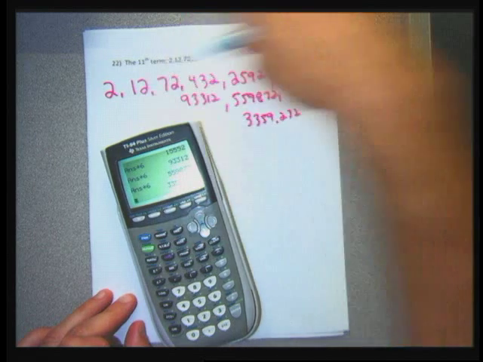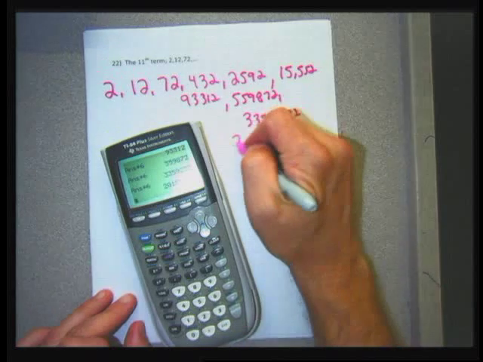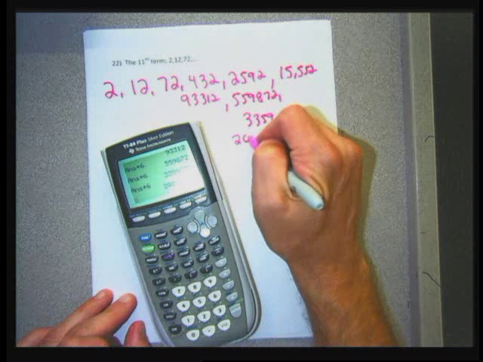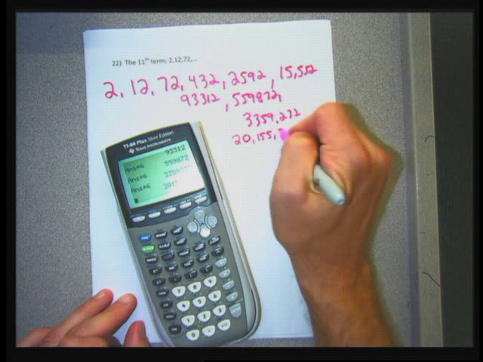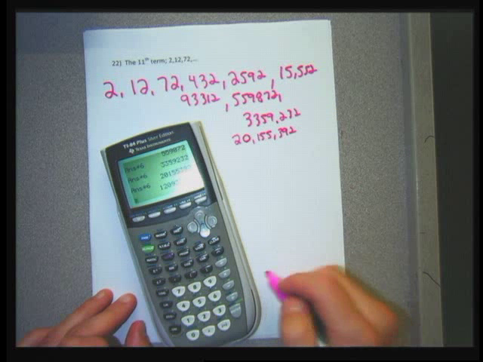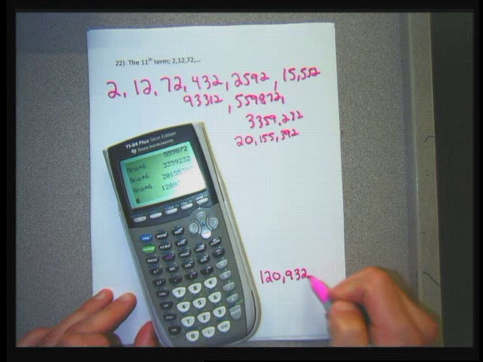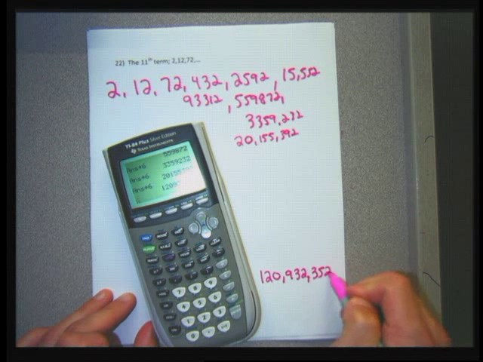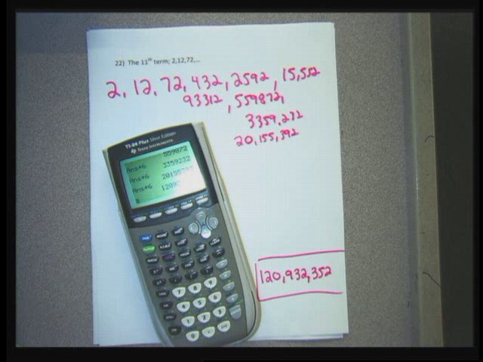Times 6 again is 3,359,232. That's 8, 9. Two more times. Times 6 again is 20,155,392. And times 6 again, it should be the answer. Looks like it's supposed to be 120,932,352 is supposed to be the 11th term of that sequence, assuming I didn't make a mistake.